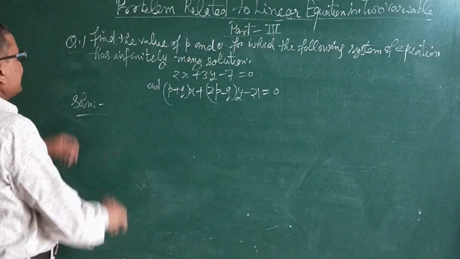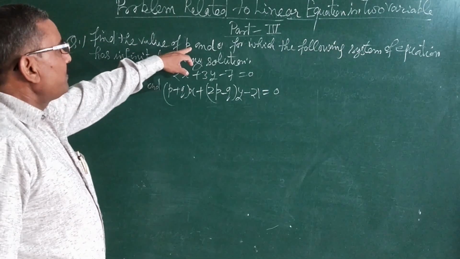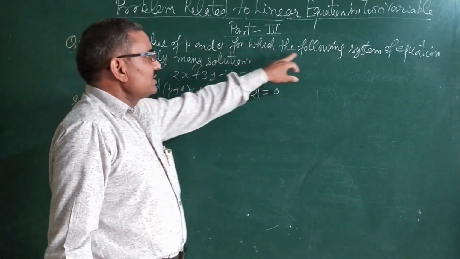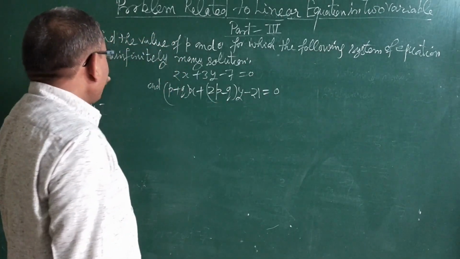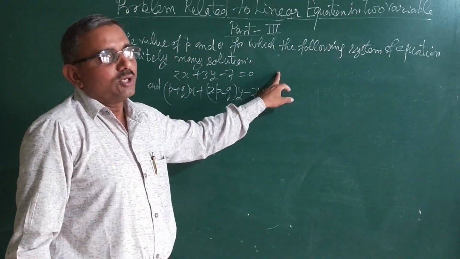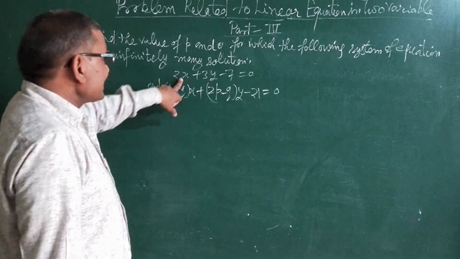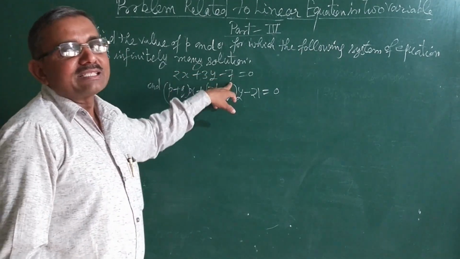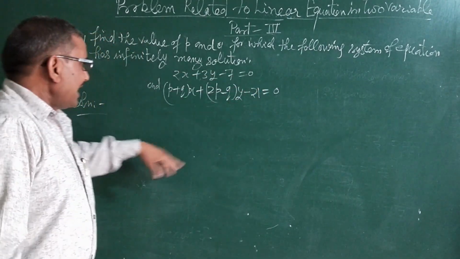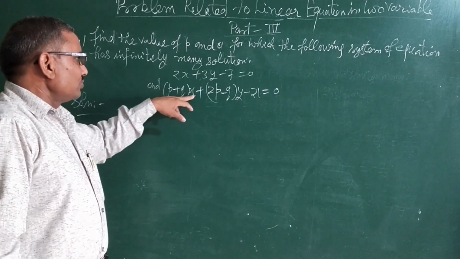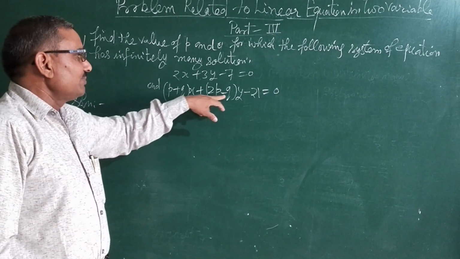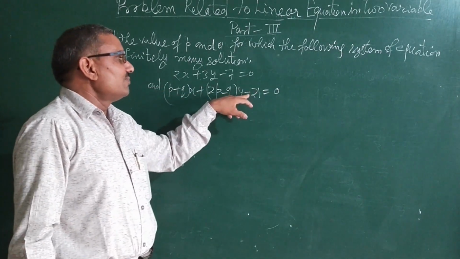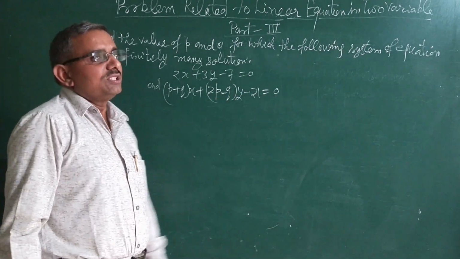The question is: find the value of p and q for which the following system of equations has infinitely many solutions. The equations are 2x plus 3y minus 7 is equal to 0 and (p plus q) into x plus (2p minus q) into y minus 21 is equal to 0.